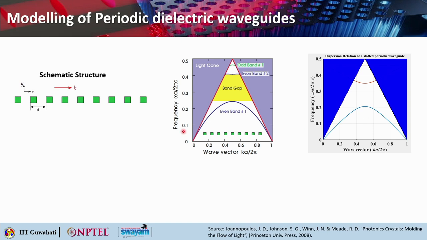And what we have simulated is this structure, where we took a rough guess on a, but this is normalized to a, so it should not matter. Here the blue zone is the one showing the light cone, and that shows us the radiating or the extended modes in air, and these are the discrete guided bands. So, this is for this particular structure.